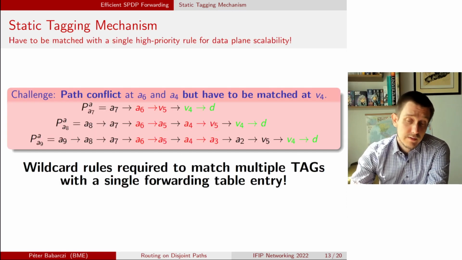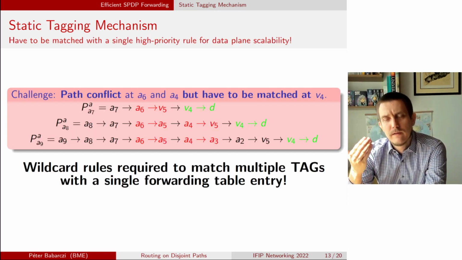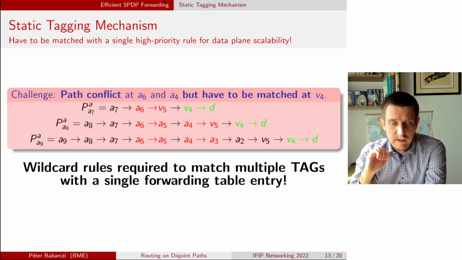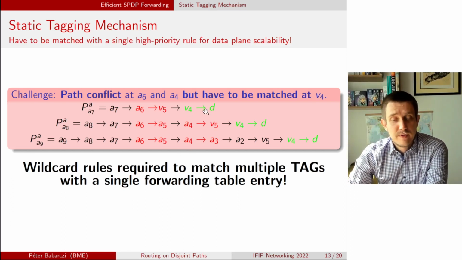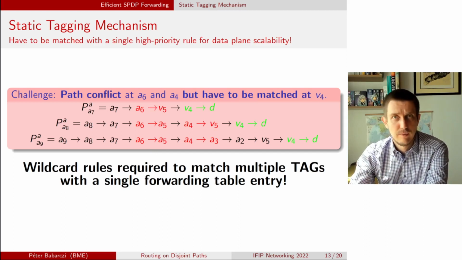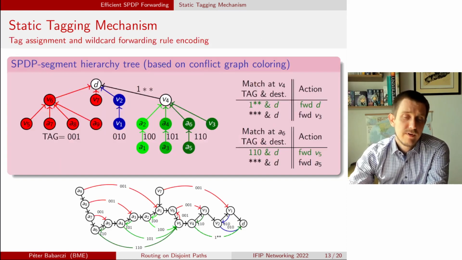Also, this is not so simple. We cannot assign these tags arbitrarily to the nodes. We need to take into account some additional constraints. For example, in the previous example, at the last link from V4 to D, each path should forward the packet. So although they are in conflict and should be assigned different tag values, we should also be able to cover them with a single forwarding table rule. So in this case, we need some wildcard rules. How can we construct these wildcard rules?